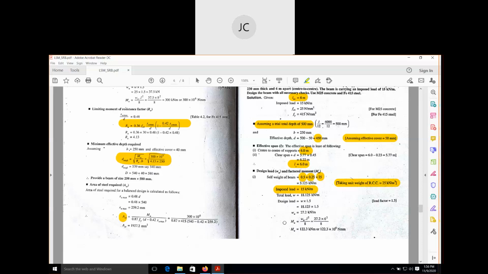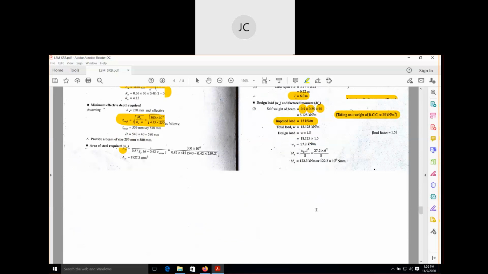Therefore the maximum bending moment, or ultimate moment of resistance, is equal to WL square by 8. You put the values here: W is this value, and L is the effective span. So we will get the value of Mu. Mu means design moment.